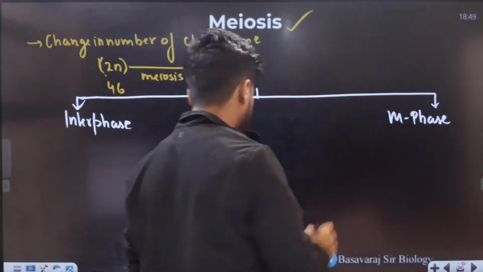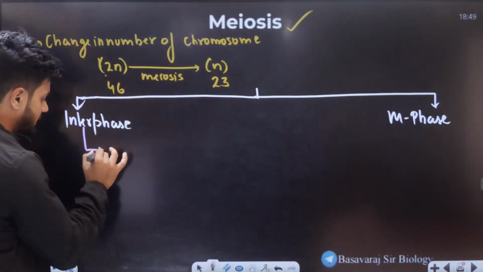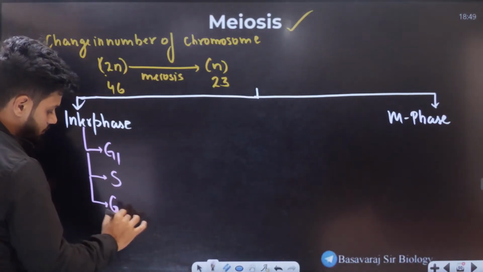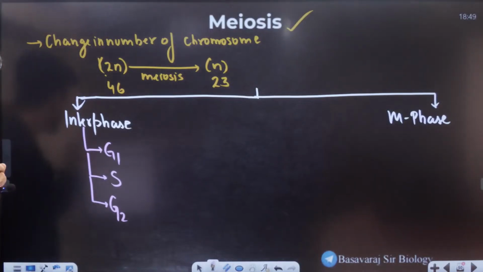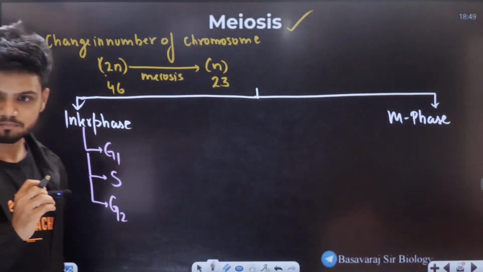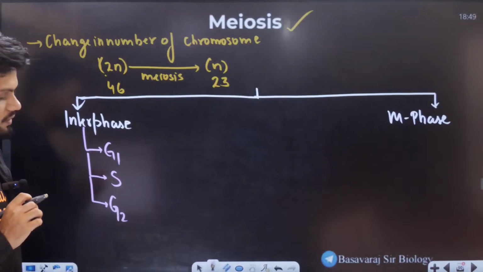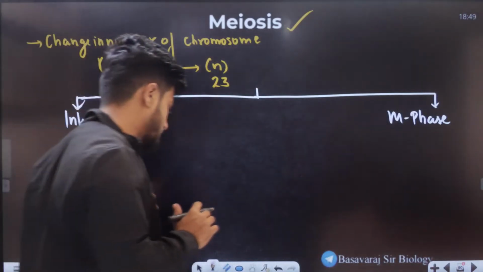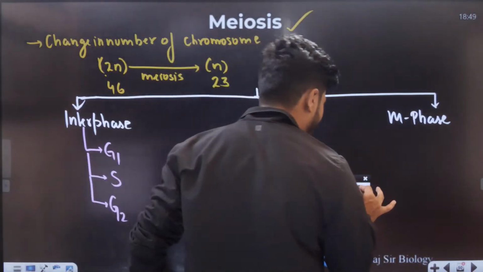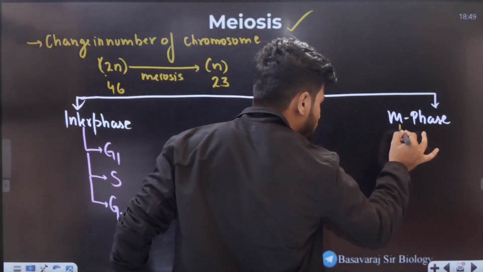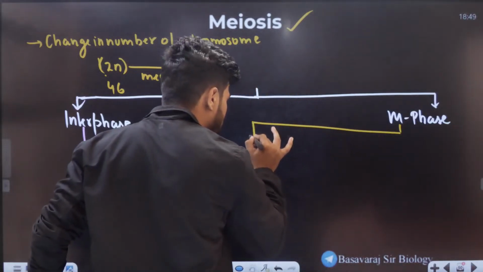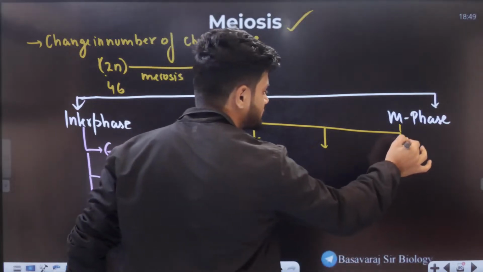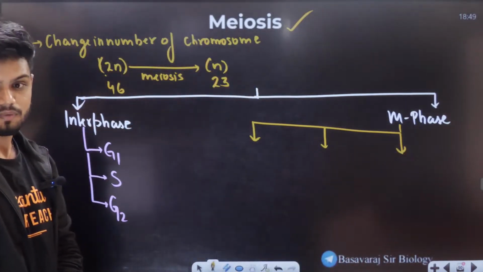This interphase is divided into 3 separate categories: G1, S, and G2. Done? Now, what about the M phase, or how is the division in M phase? This entire M phase is further divided into, students, listen to me very carefully, 3 separate categories.